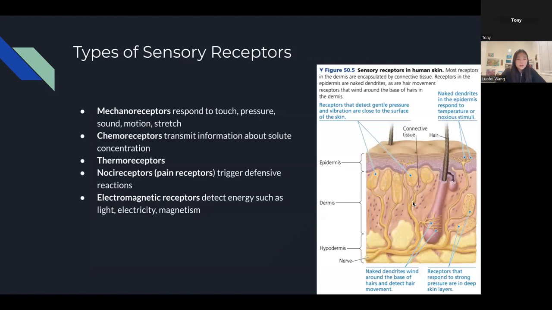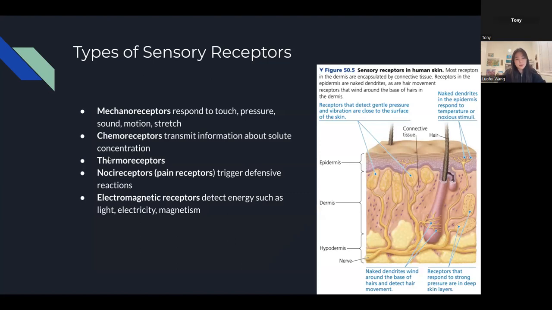There are a lot of sensory receptors, and they will tell the brain about the environment. Mechanoreceptors will respond to touch, pressure, sound, motion, and stretch, and there are a lot of them in the skin. Chemoreceptors will transmit information about solute concentration, such as glucose, salt, oxygen, and carbon dioxide. A lot of smaller animals will have those, such as moths. I think they have chemoreceptors for glucose. I'm not really sure, but they have something like that.